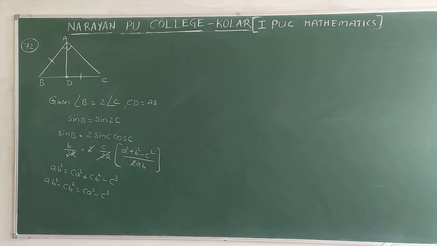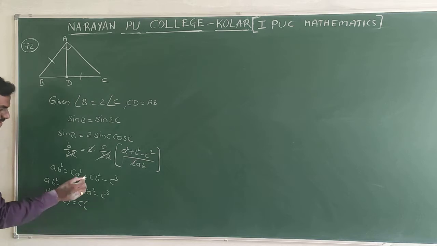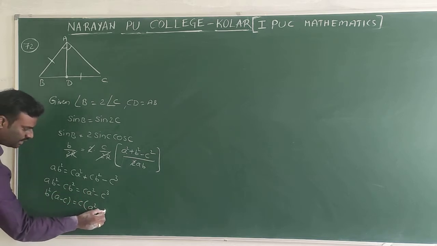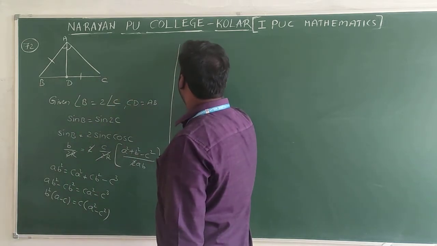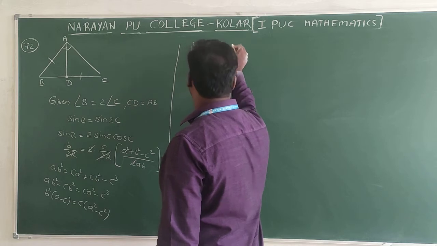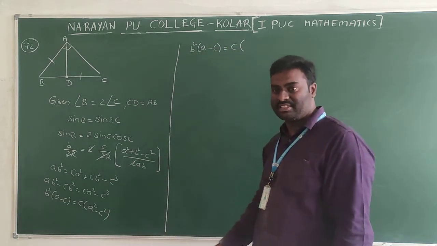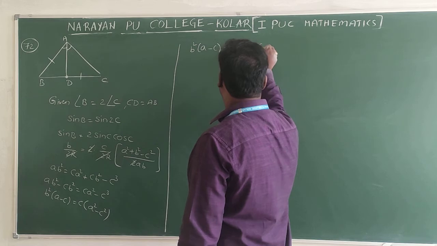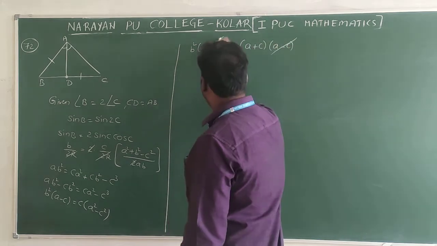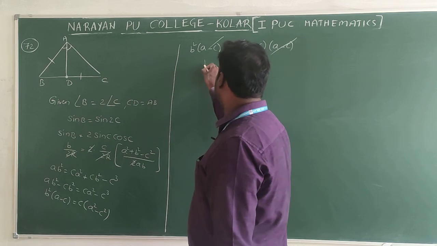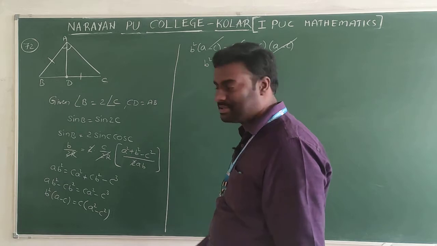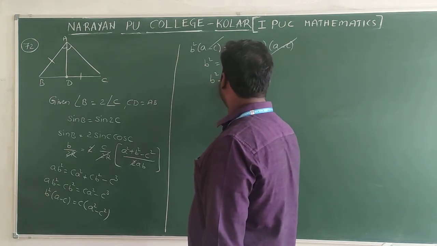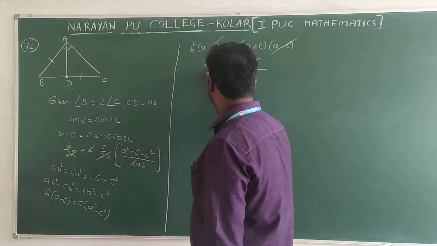I can take b square common, a minus c common, a square minus c square. Now b square into a minus c is equal to c into, it can be written as a plus c into a minus c. A minus c gets cancelled. Then b square is equal to c into a, plus c into c square. Now we got the condition: b square minus ca is equal to c square.